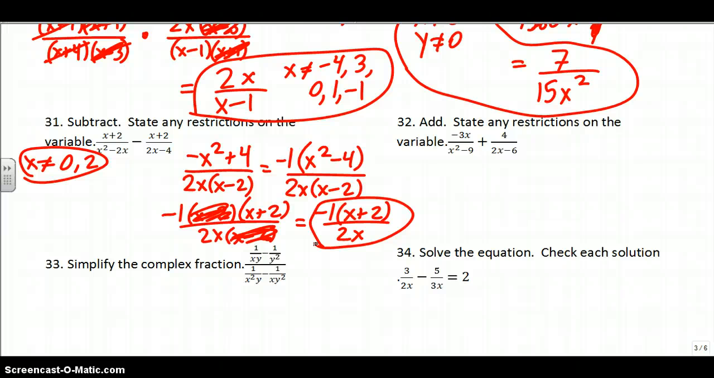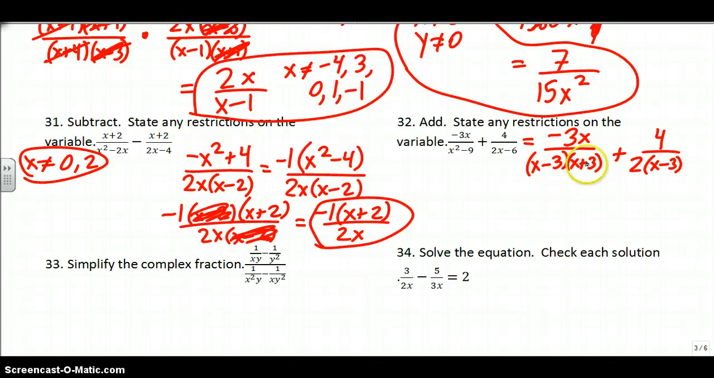All right. 32, add, state any restrictions on the variable. Once again, you need common denominators. So we've got negative 3x over, how does x squared minus 9 factor? Well, it factors into x minus 3 and x plus 3. Plus 4 over, I pull out a 2 and I'm left with x minus 3 over here. Once again, just take a look at the denominators.